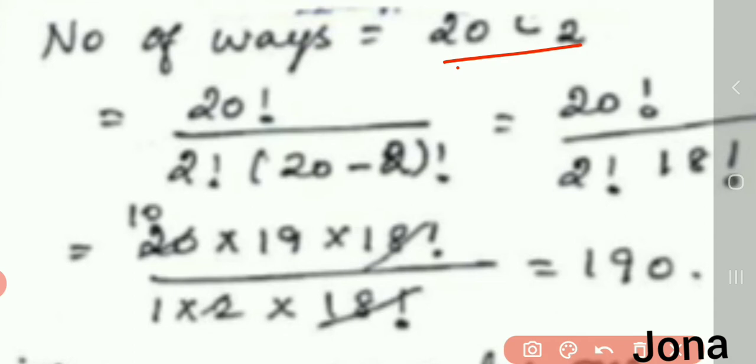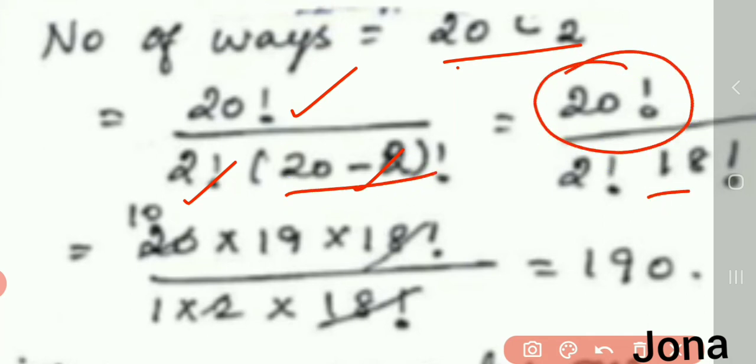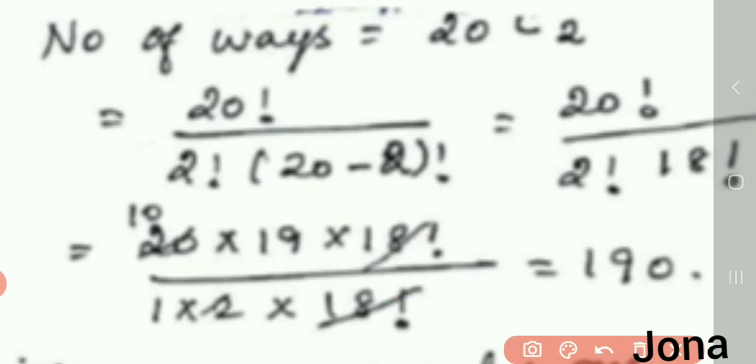So nCr is n factorial divided by r factorial into n minus r factorial. Here r is 2, n is 20. So 20 minus 2 is 18 factorial. This 20 factorial can be written as 20 into 19 into 18 factorial. We stop here, and 18 factorial and 18 factorial will go off. The remaining here and here we can cancel. So the answer is 190.